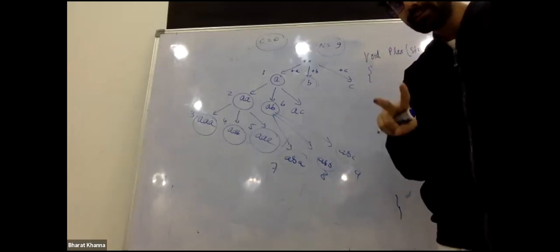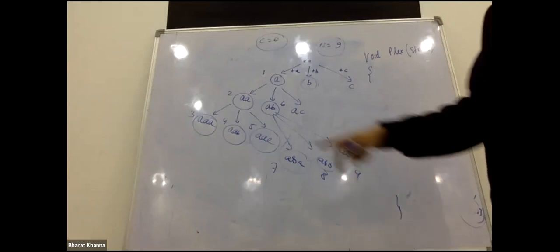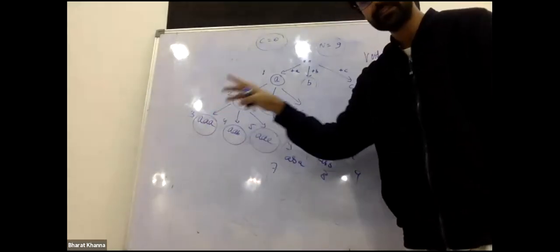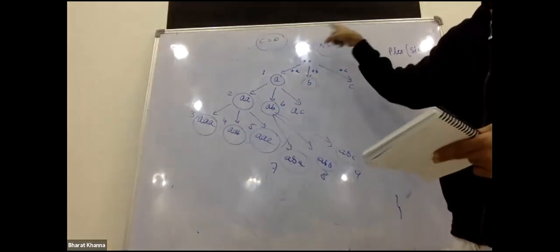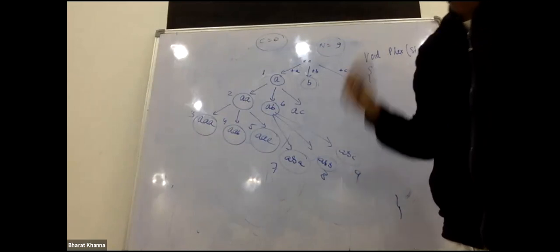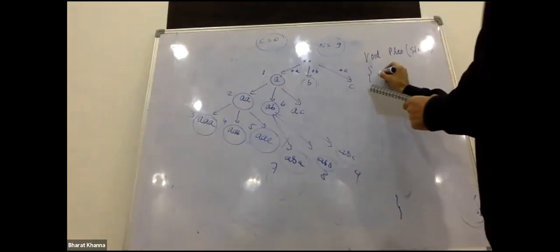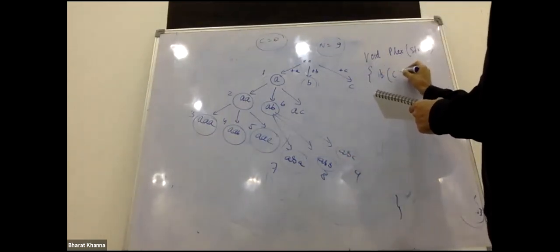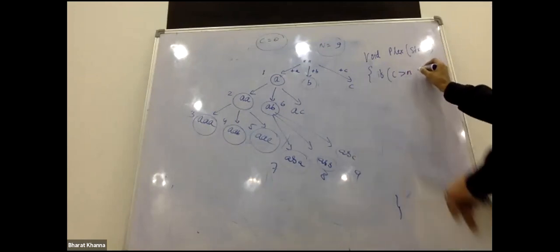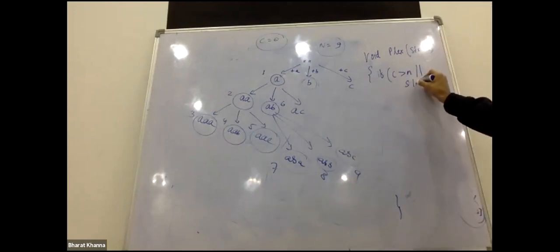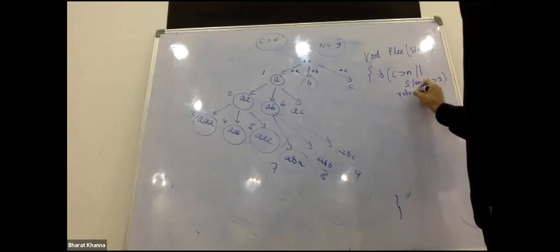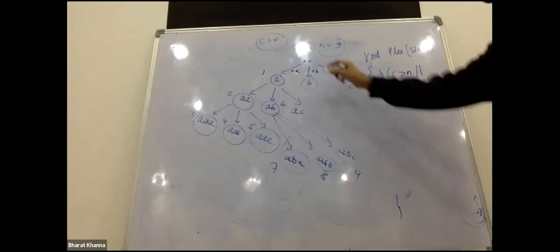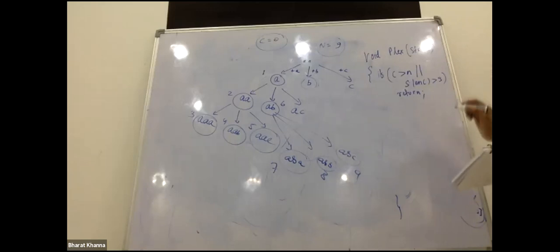Do you note it? First termination condition is when my word size has become 3. And second termination condition is when my count has become greater than this given value. So what I can do is, if my count is greater than n, or the length of this string, which is s dot length, is greater than 3, in that case, I will simply return. That means I am not going to invoke further calls.